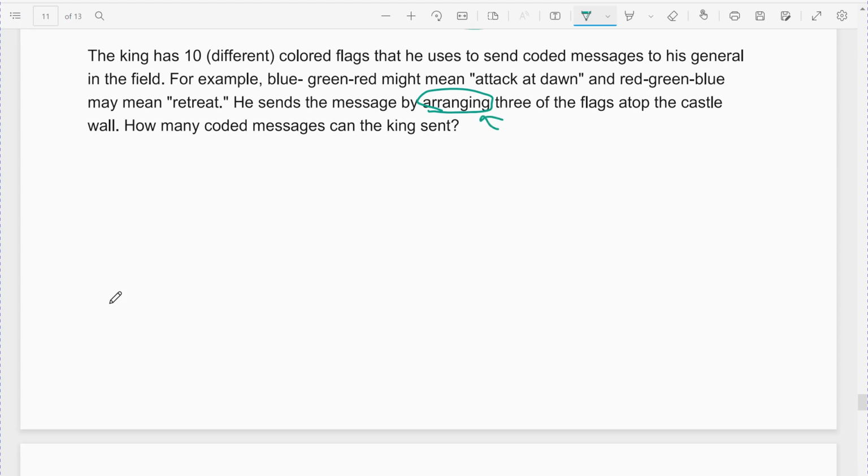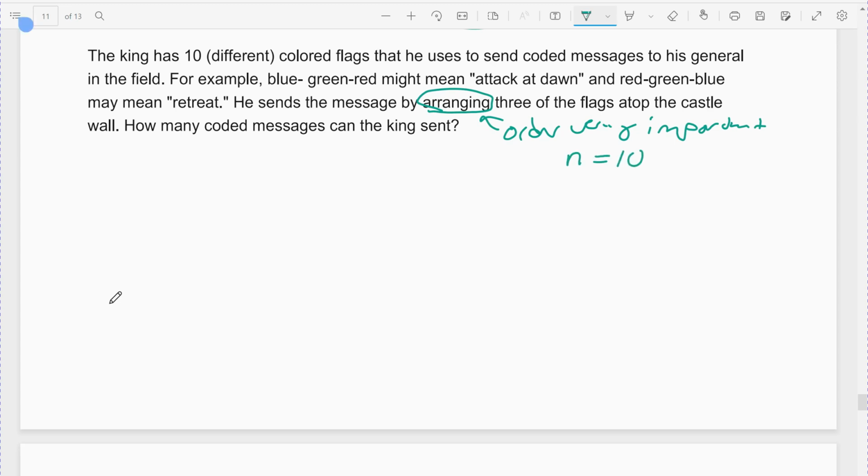So, arrange, again, this means order is important, right? If I have blue, green, red, that's different than red, green, blue. Order is very important. It means completely different things. He's ordering.